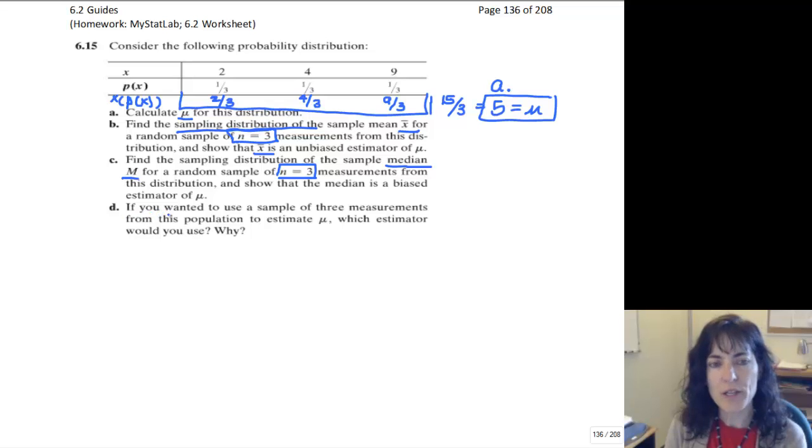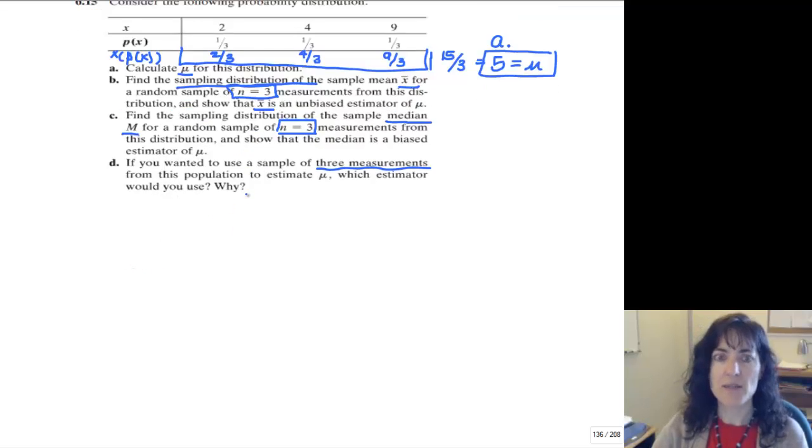And then we have a question: if you wanted to use the sample of 3 measurements again from this population to estimate mu, which estimator would you use? And right now I can look back and I have a pretty good guess because it says show that x bar is an unbiased estimator of mu, and this one says show that the median is a biased estimator of mu. So right there I know I'm probably going to want to end up with x bar, but I want to go ahead and calculate first and make sure. But I think x bar is going to be the better point estimator because it's unbiased.